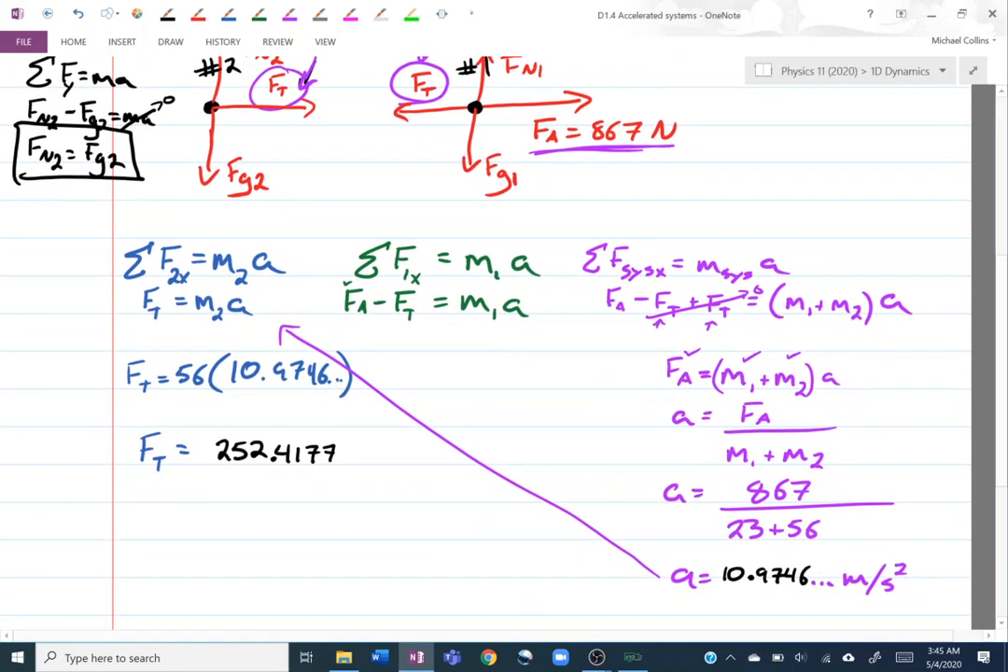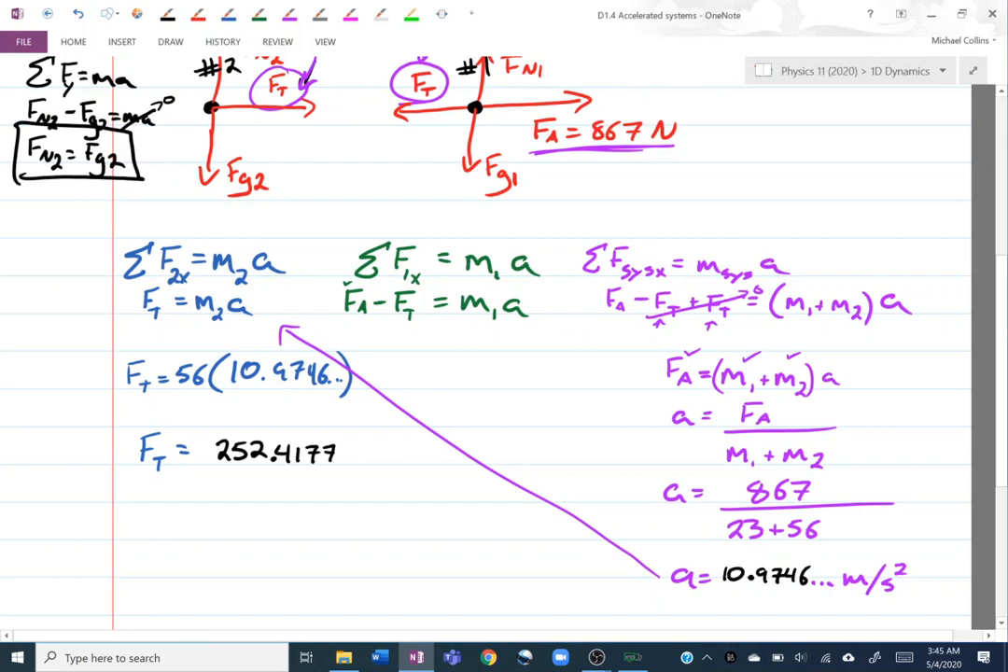For some reason, I feel like that answer is wrong, so I'm going to double check that and plug it into my calculator. I've got 10.9746 times 56, and I get 614.